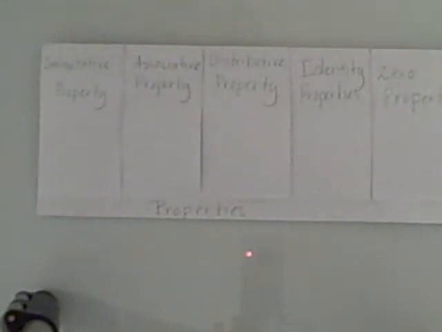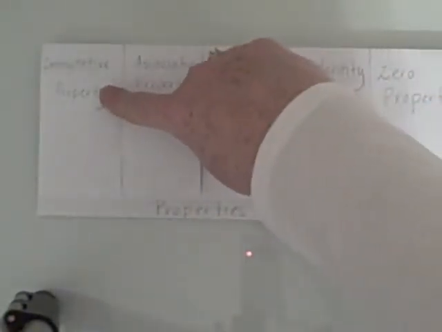Now what you're going to do after you've cut your flaps is write a caption on each of the cover flaps: commutative property, associative property, distributive property, identity property, and zero property. Feel free to pause this video at any time so that you don't get too far behind with what I am saying and what you're trying to write.